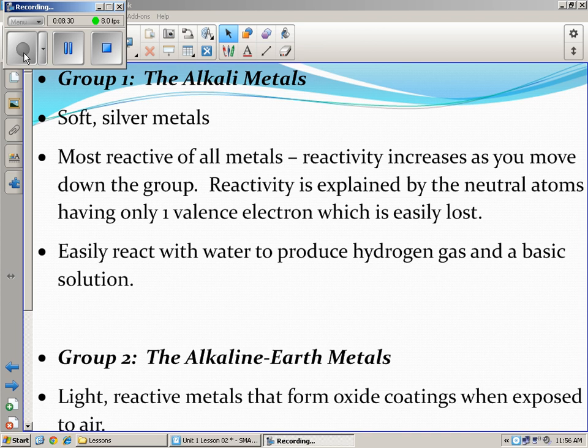All right, so if you look at group 1 there, we've got lithium, sodium, potassium, rubidium, cesium, francium, or sometimes francium, depends on who's talking. Francium's the most reactive one, all right? And I'll show you why in a second here.